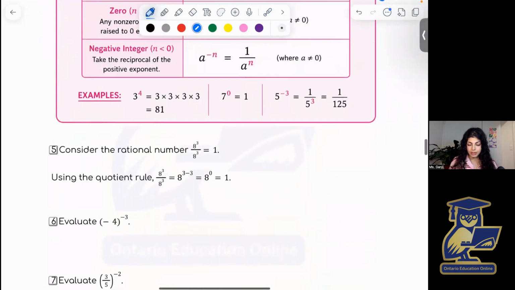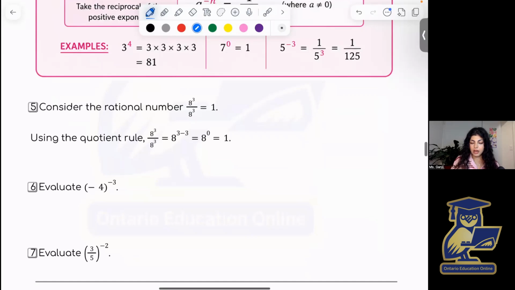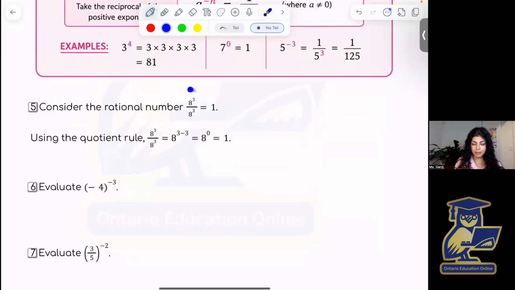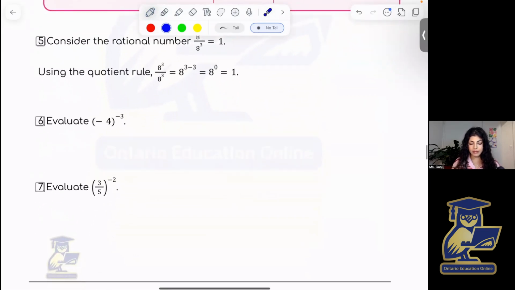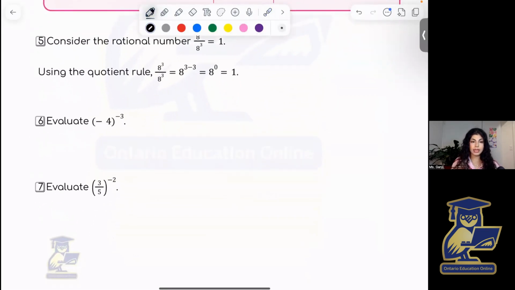So here's exactly what I just showed you up there with another example. So 8 to the power of 3 divided by 8 to the power of 3 is equal to 1. We just know it as a rational number, but using the quotient rule, we have 3 minus 3, and this is 0, so 8 to the power of 0 is 1. And you can change the base to any base, and the rule will still hold. So now we're going to evaluate these next two examples.